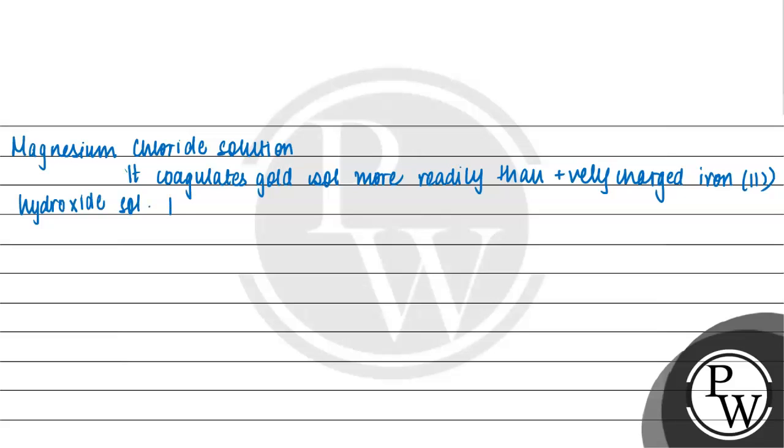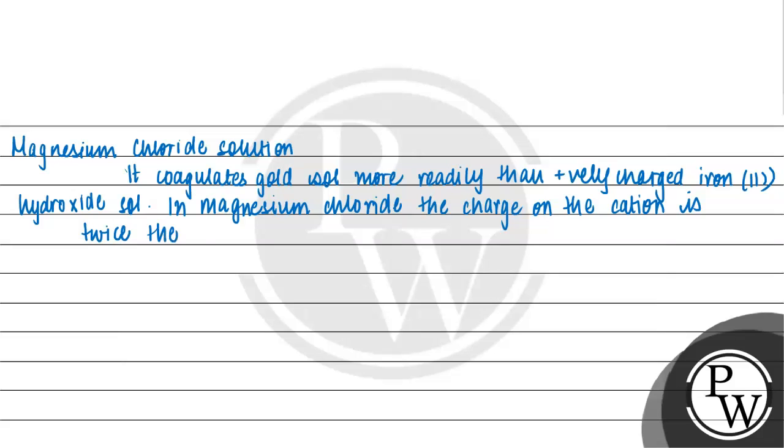In magnesium chloride, the charge on the cation is twice the charge of the anion. और हमें पता है according to Hardy-Schulze rule, higher the charge on the ion, higher will be its coagulating power.